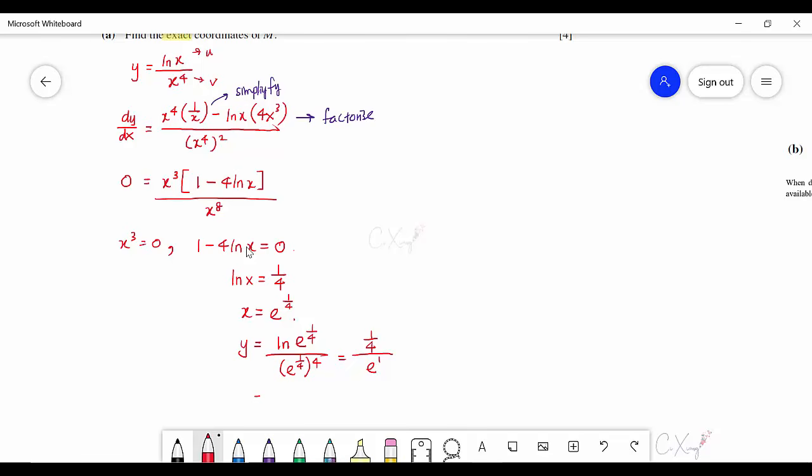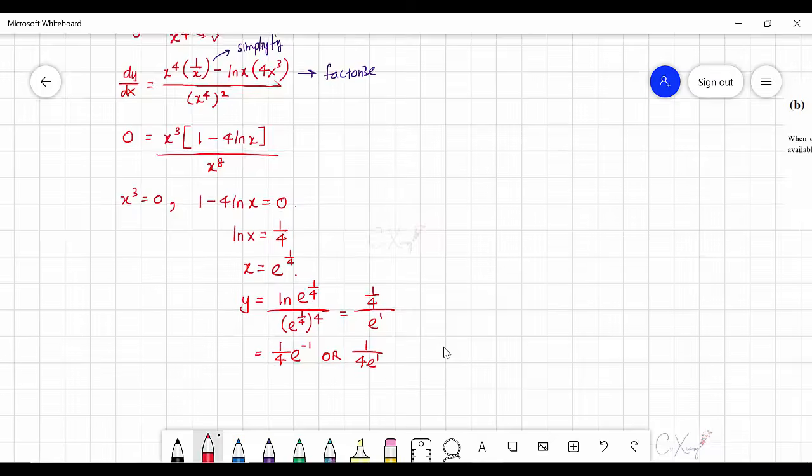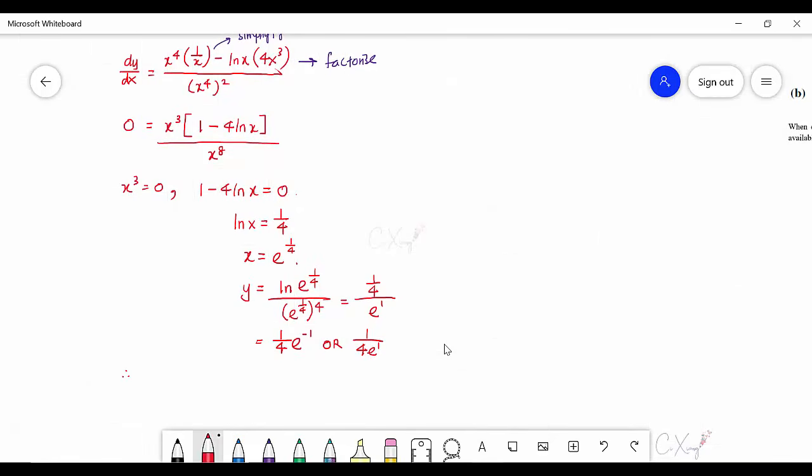So if you rephrase it, what you get here is 1 over 4 e power negative 1, or you can keep it as 1 over 4 e power 1. So from here, very easily, you can get the coordinate of m. The coordinate for m is e power 1 over 4, and also 1 over 4 e power 1. So this is the exact coordinate for the point m.